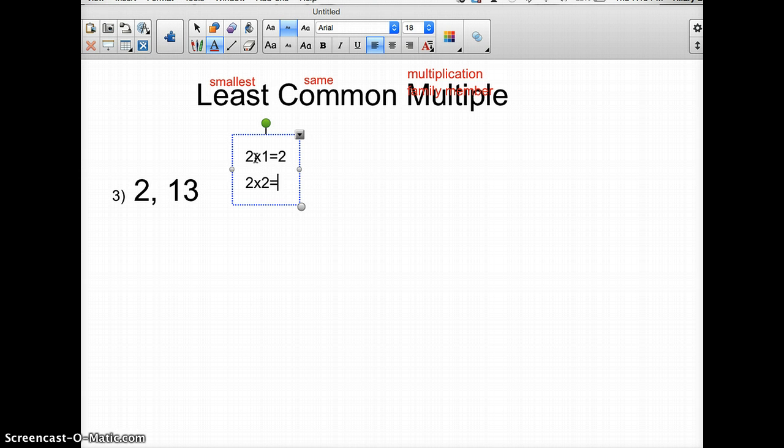Then we move on to 2 times 2 equals 4. 2 times 3 equals 6. And notice how I'm stacking all of these multiples on top of one another. You should be doing this also at the same time in your notebook.